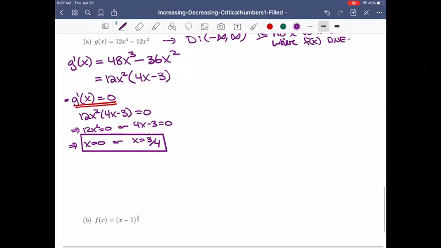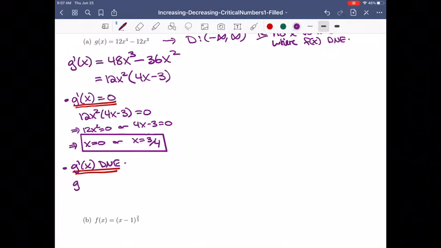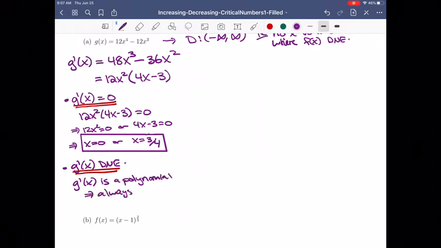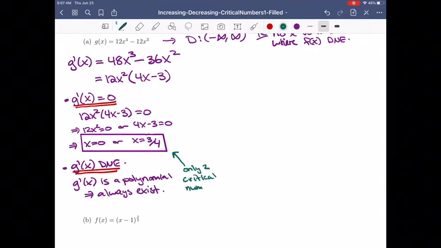Okay, now we also want to check where the derivative does not exist. Okay, so we need to check both of these things, but g prime of x is a polynomial, which means that it always exists. Okay, so there's no critical numbers of that type. So these are our only two critical numbers. They're both in the domain, because the domain is everything. Okay, so they're critical numbers.